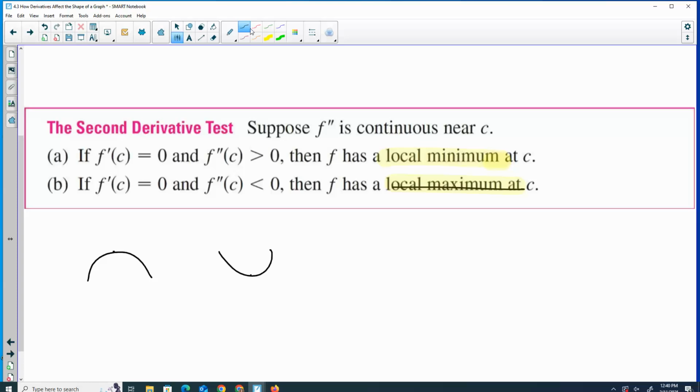So the second derivative being greater or less than 0 is the concavity, how it's curving. So if it's always like this, it's always going to be a minimum.